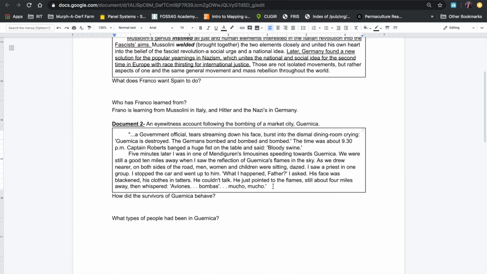And so again, this is an eyewitness account telling you about their experiences. How did the survivors of Guernica behave? Well, we saw a few people, women, children saying they were dazed. Saw a priest, they couldn't talk. I'll say the survivors acted or behaved, or however you want to put it, dazed or confused.